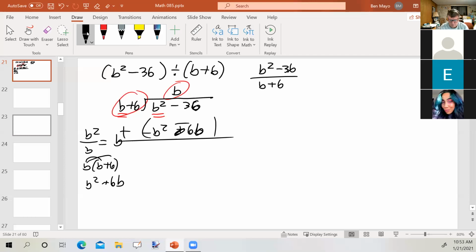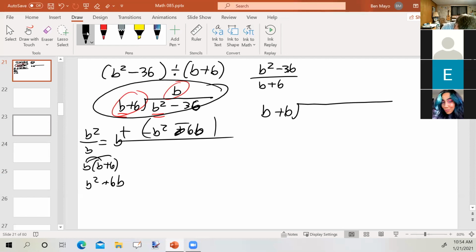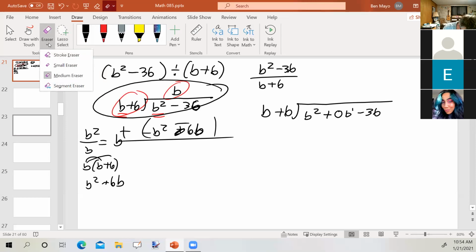Is it that the 6b has a b and the 36 doesn't? Yeah, so they're not the same. They're not like terms, are they? They don't fall in the same placeholder. So how can we fix this? Well, let's go back to this and let's write that like this: b plus 6, b squared plus 0b to the first power minus 36. I don't really need to put that first power exponent there, but I just wanted to emphasize.